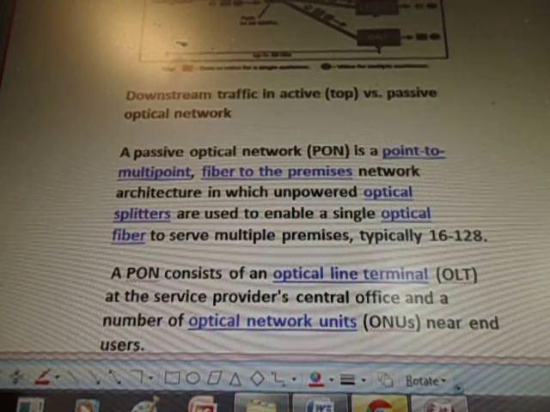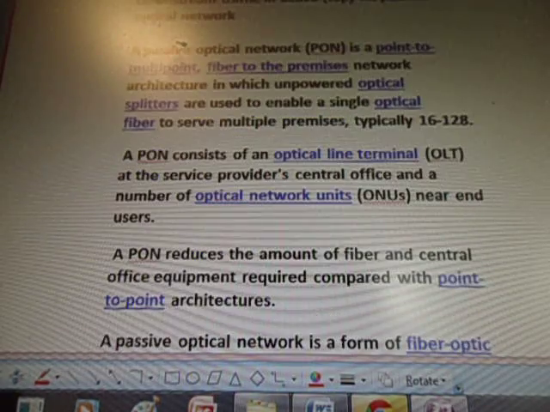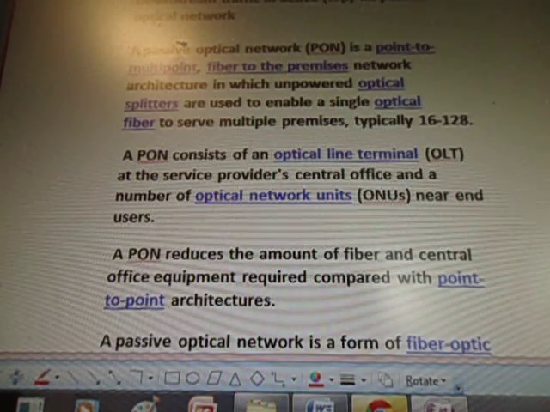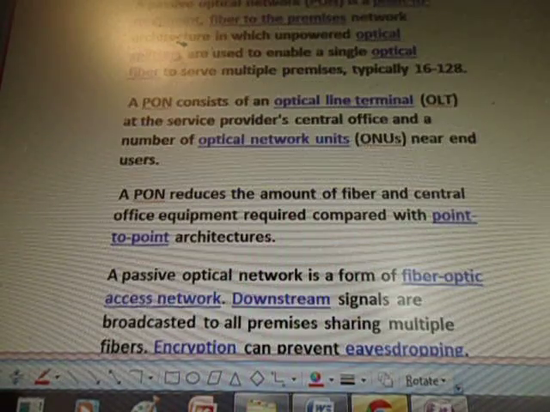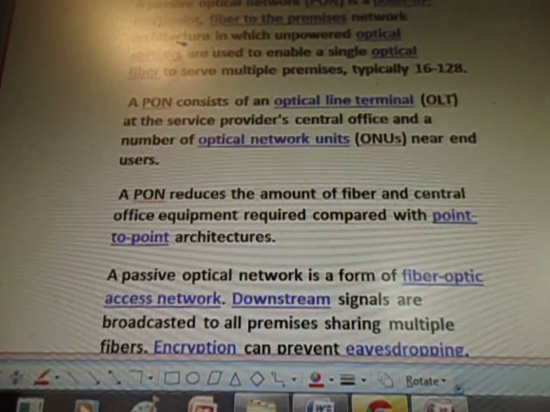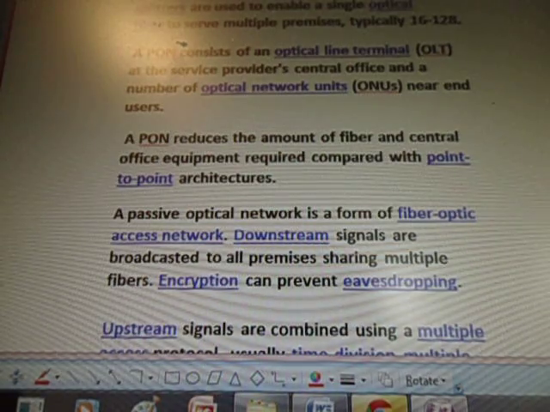Passive optical network, or PON, is a point-to-multipoint fiber-to-the-premises network architecture in which unpowered optical splitters are used to enable a single optical fiber to serve multiple premises, typically 16 to 128. A PON consists of an optical line terminal, OLT, at the service provider's central office and a number of optical network units, ONUs, near end users. A PON reduces the amount of fiber and central office equipment required compared with point-to-point architectures.